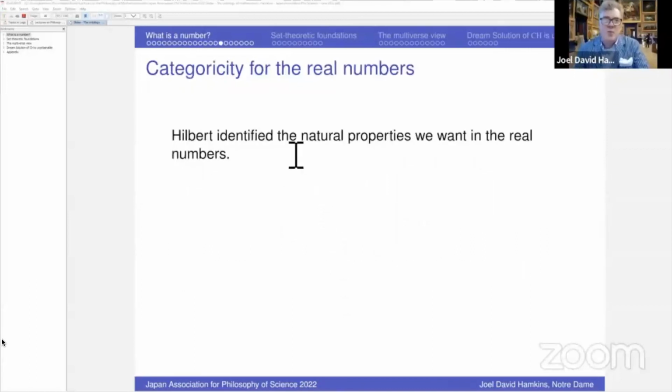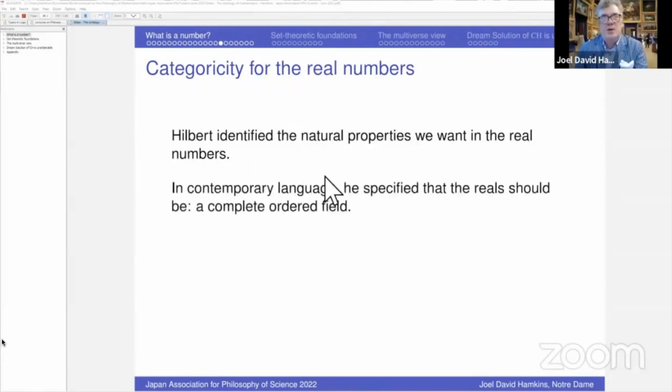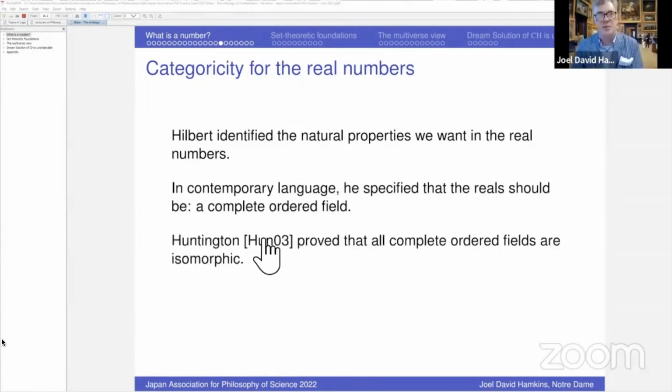So Hilbert had identified the natural properties that we want to be true in the real numbers. In contemporary language, what he specified was that the reals should be a complete ordered field. They should be a Dedekind complete ordered field. And then Huntington proved in 1903 that all complete ordered fields are isomorphic. So this is the categoricity result for the real numbers. It's analogous to Dedekind's result for arithmetic. Huntington gets it for the real numbers.